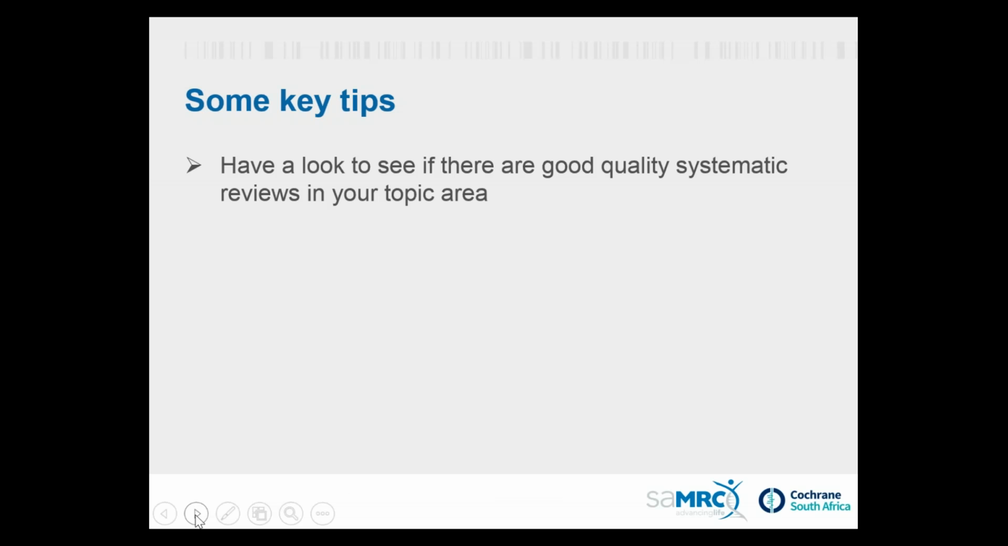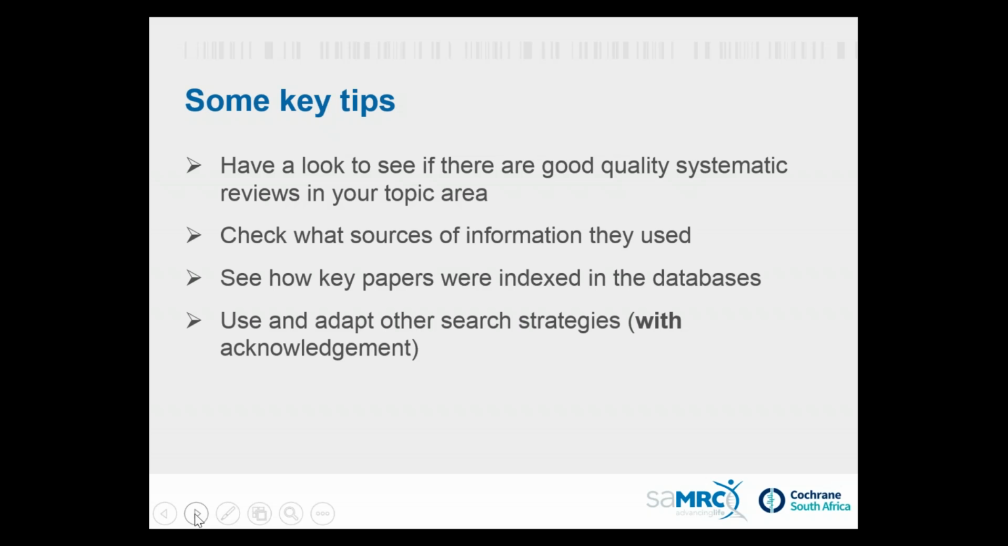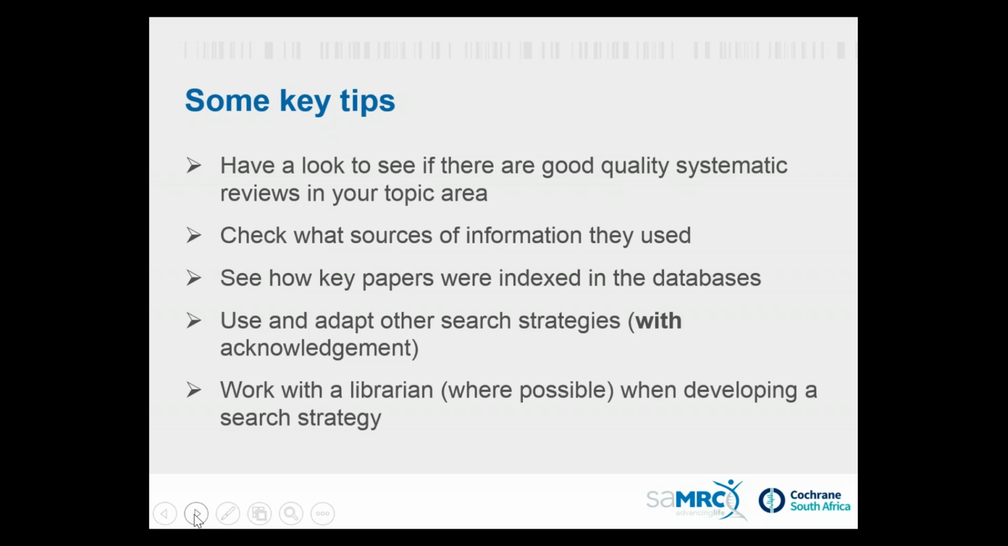Then some key tips. Don't reinvent the wheel. Have a look to see if there are any good quality systematic reviews in your area. Check what sources of information they used. Check what databases they searched. See how the papers were indexed in those databases. And you can use and adapt those search strategies with acknowledgement. And also, work with a librarian where possible when developing a search strategy.